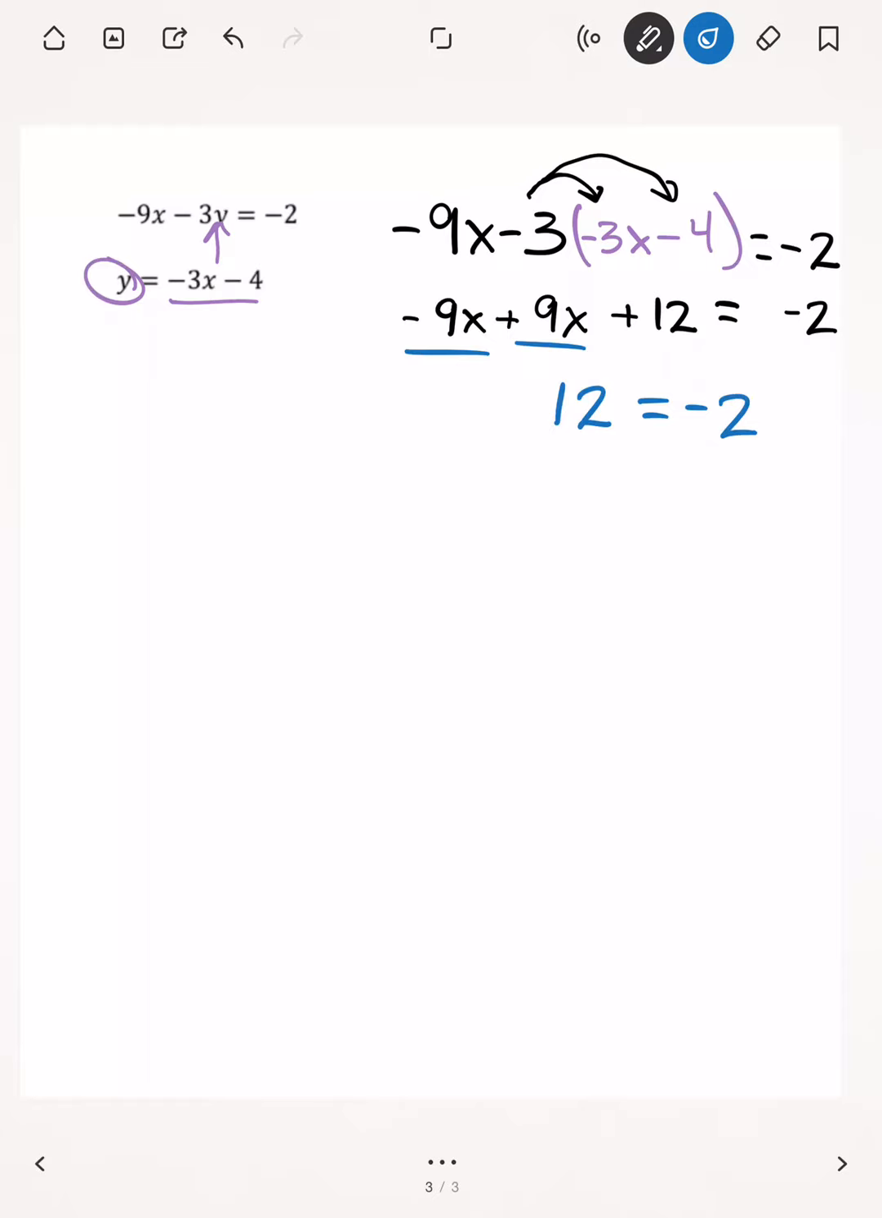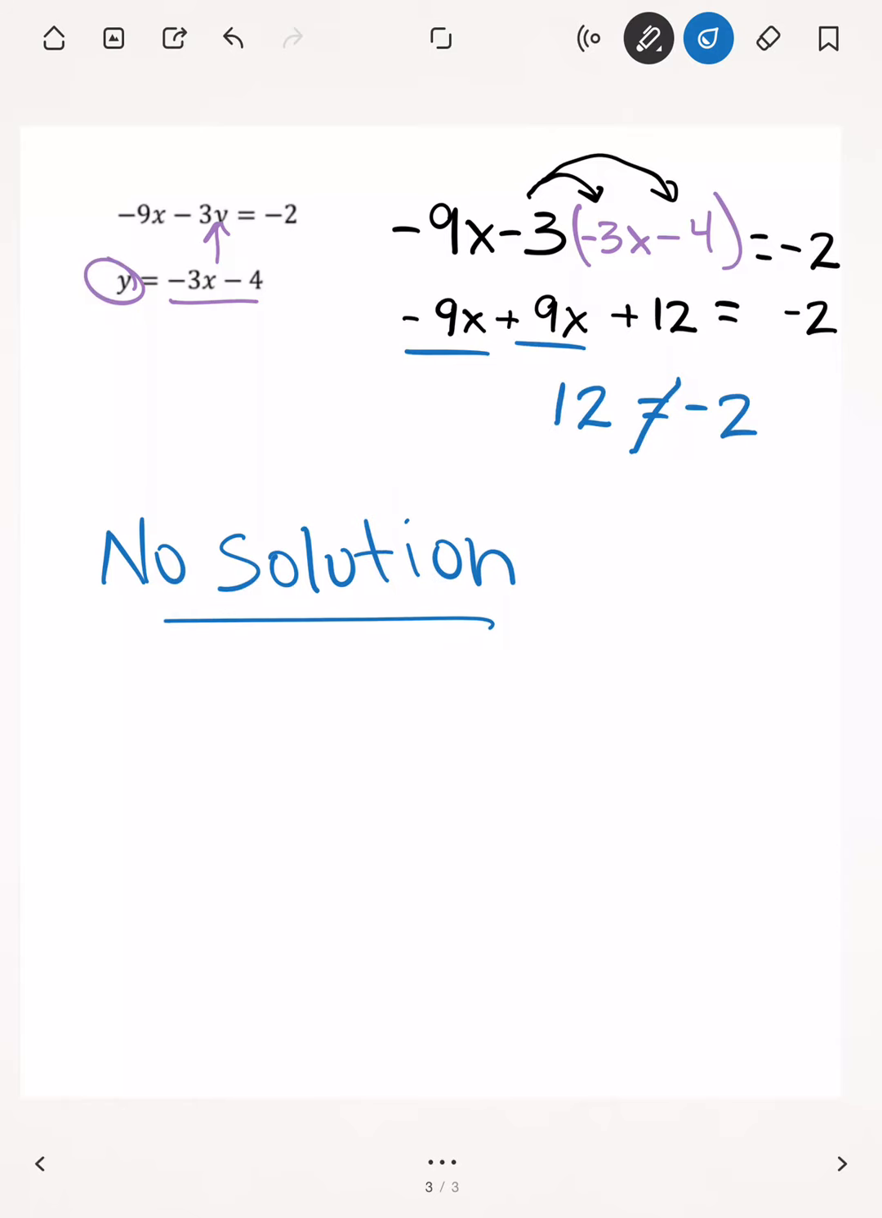12 equals negative 2. But can 12 ever equal negative 2? No, it cannot. That is a false statement. 12 can never equal negative 2. So what this means is my two lines are going to end up being parallel, so there is no solution. If I were to put them in slope-intercept form, I would have the same slope.